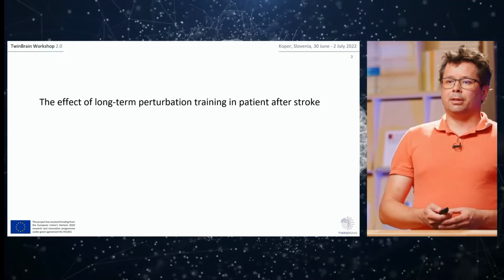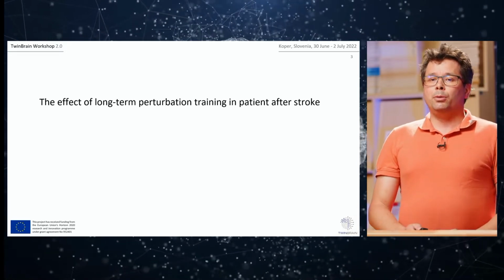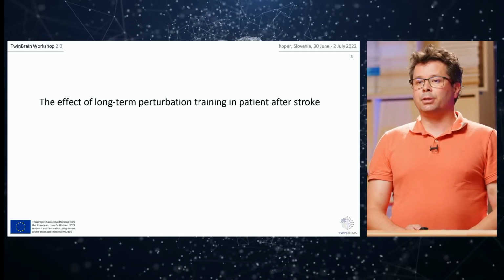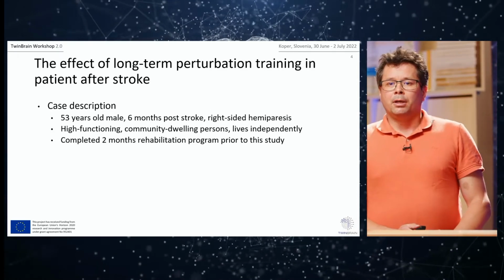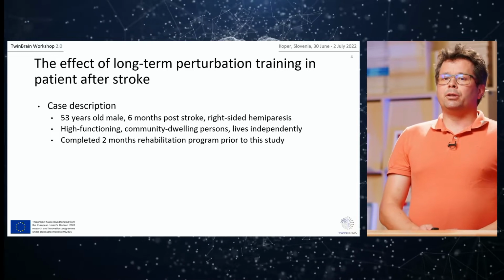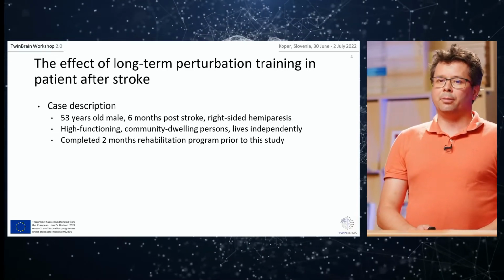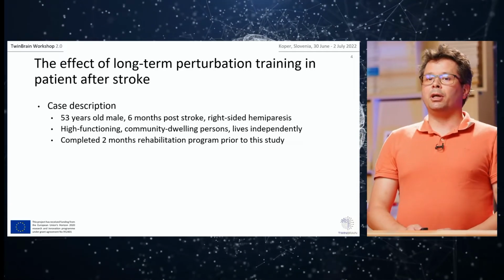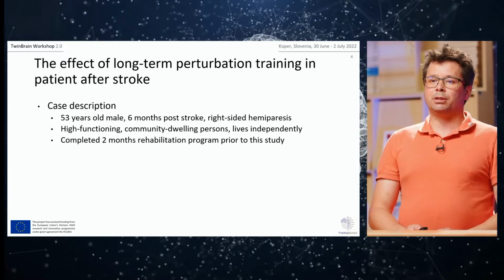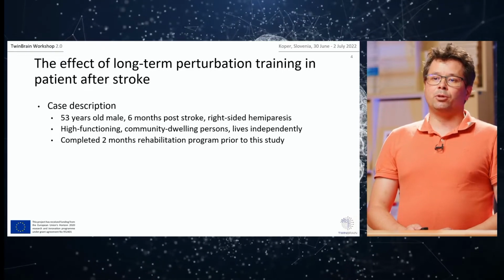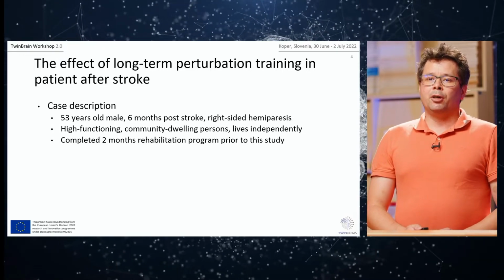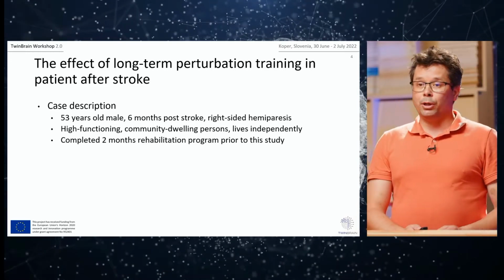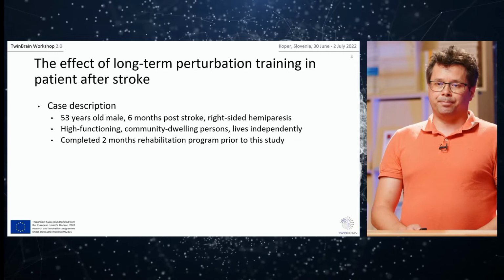So let's first take the first case, in which we were studying the effect of long-term perturbation training in a patient after stroke. This was a 53-year-old male, 8 months after stroke, with right-sided hemiparesis. He was considered a high-functioning, community-dwelling person, and he was able to live independently. He completed 2 months of a rehabilitation program prior to joining us in this study.